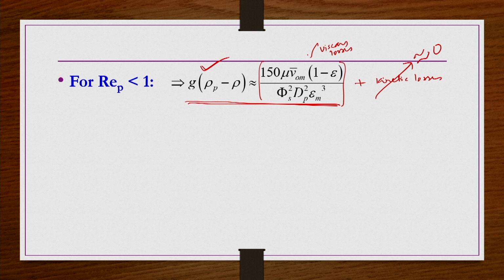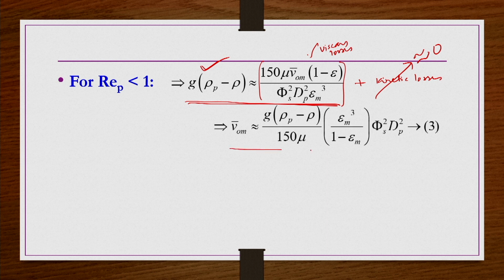It is exactly the similar way to what we did for the packed bed conditions, when we were deriving the magnitudes of viscous losses and kinetic losses. So, we take only viscous losses for small Reynolds number because they are the dominating ones. So, on the right hand side we take only the first term, and when you simplify it, you get an expression for the minimum fluidization velocity as given by equation number 3. Remember, this equation is valid only if the Reynolds number is small, or Re_p less than 1.